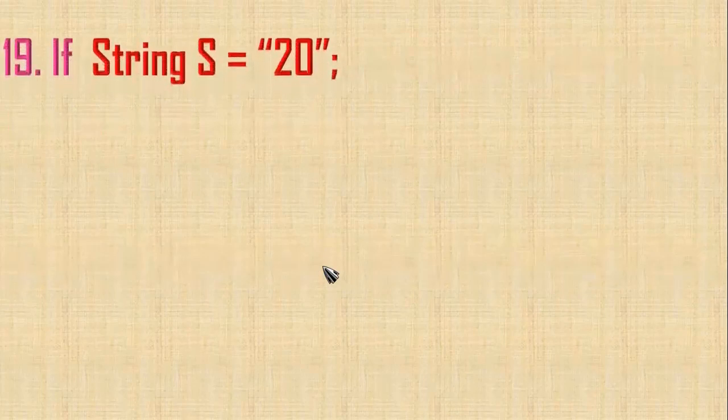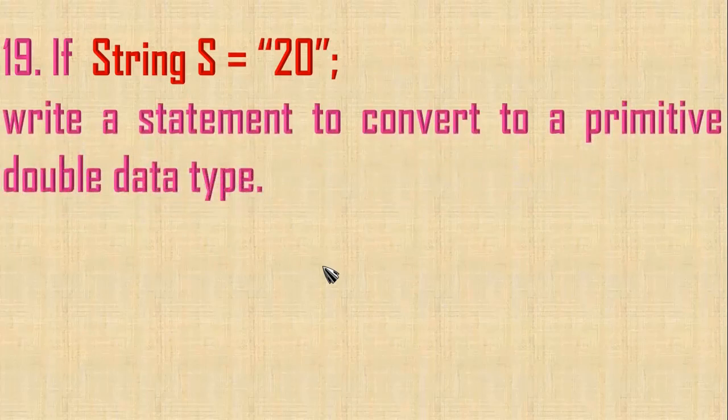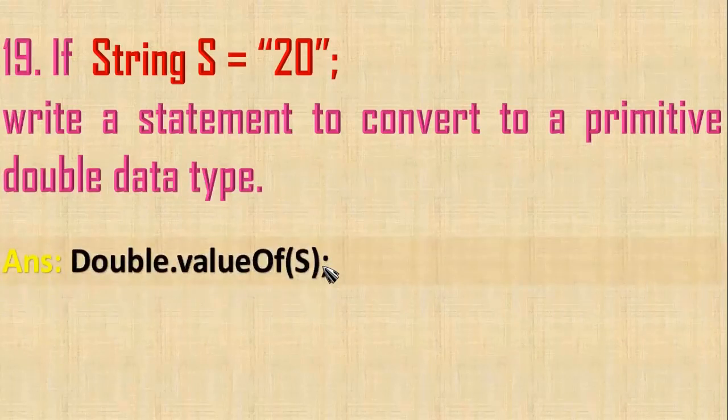Let us see the next question. If string s is equal to "20", write a statement to convert to primitive double data type. See here, 20 is given inside the quotation, that is string type s. To convert into double data type, we can have Double dot valueOf. So that is s inside the bracket here. So whatever value is available for that string, it will be converted into a double value. So it will give 20.0 as the answer. Next question.